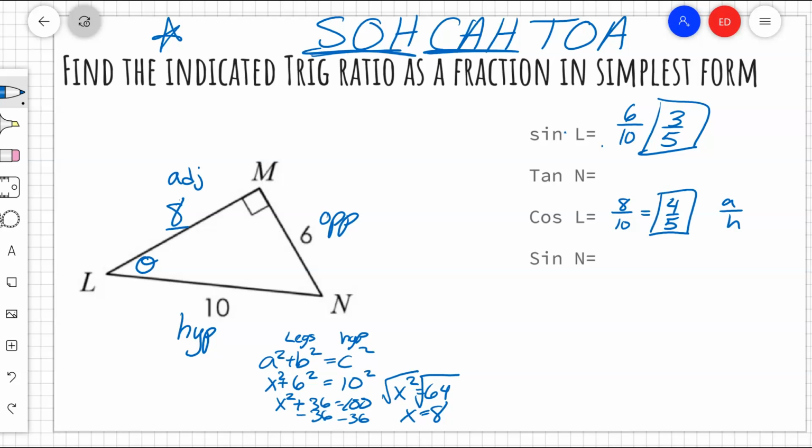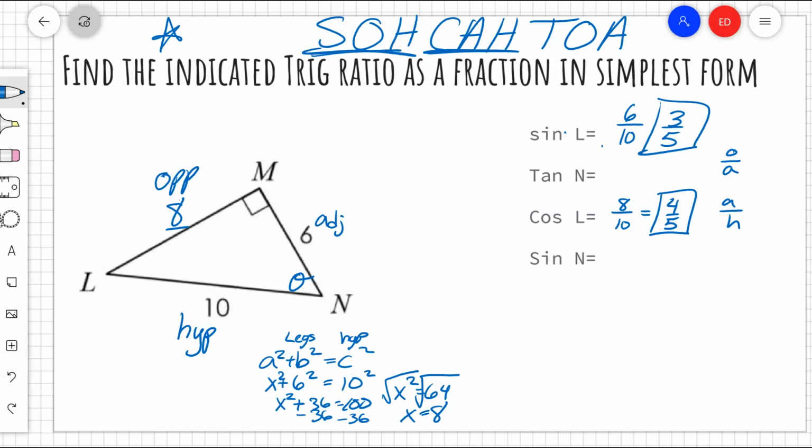Let's go ahead and take a look at, if we were to name the angle that we're looking at, which is the angle N, as theta. So we need to change how the sides are in respect to theta. This is now going to move over to adjacent because it's next to. This is opposite. So now what we're going to end up with is tangent.